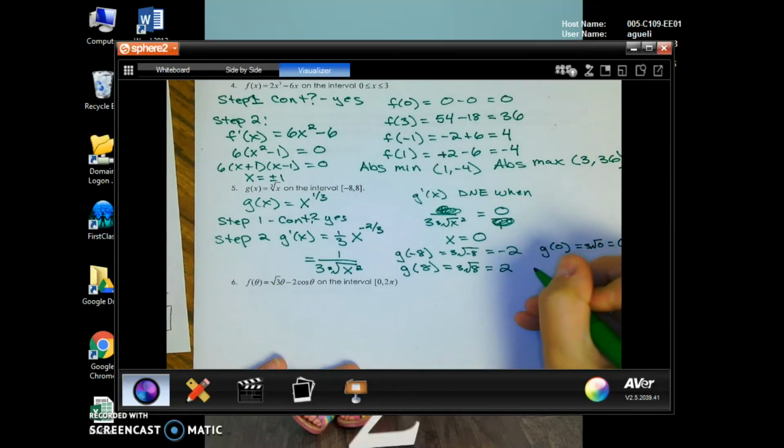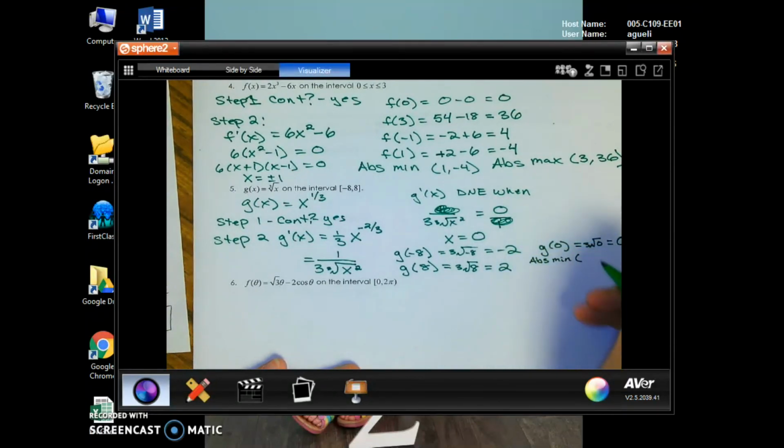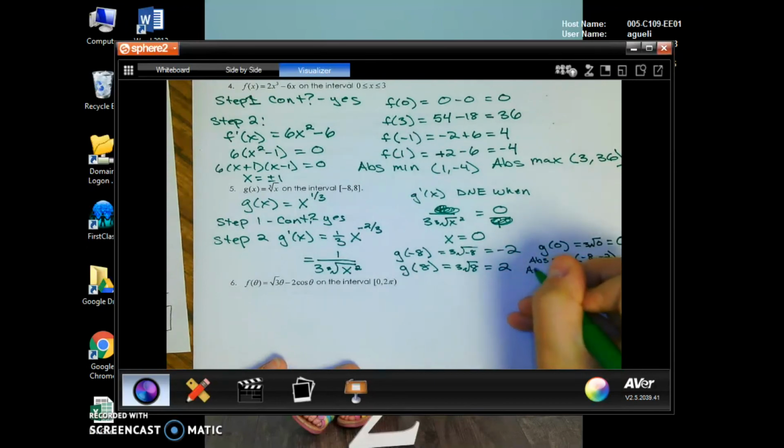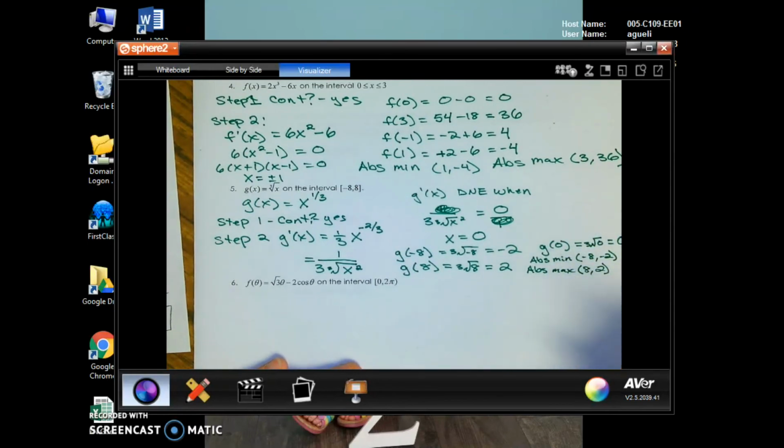So then you could conclude that there is your absolute minimum. The minimum there is -2, so it would be at -8, -2. And your absolute max, the biggest number there, is this +2. So in this case, the endpoints actually gave me the absolute max and the absolute min. That isn't always the case, but it just so happened to be this time.